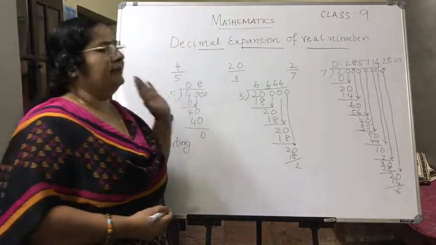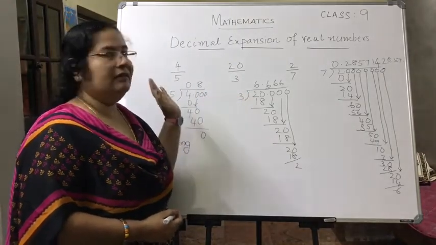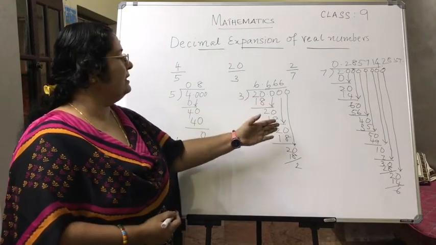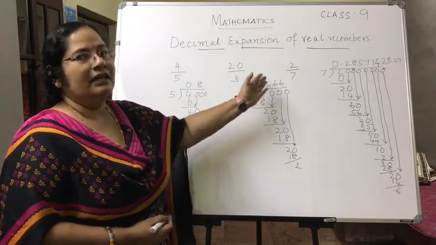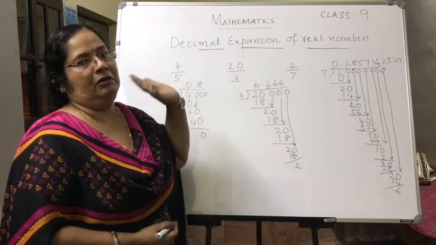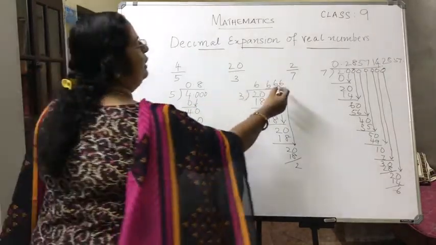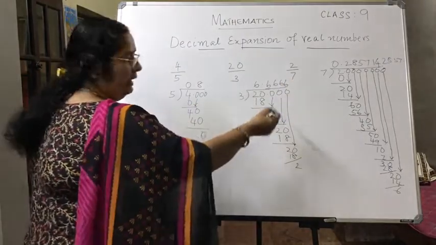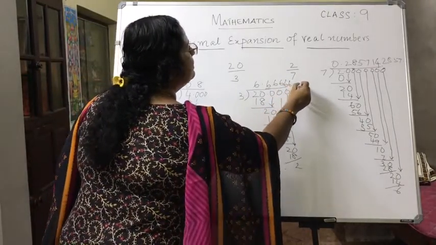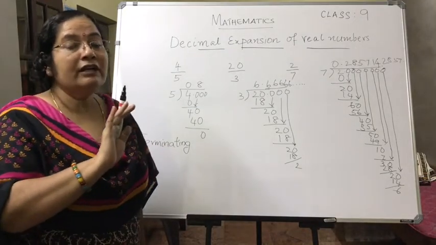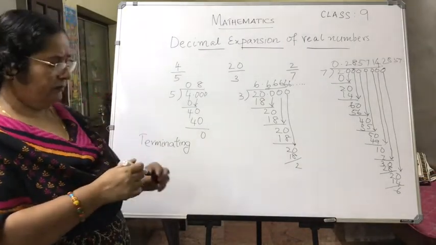Now see here, 20 when you are dividing with 3, the remainder is never becoming 0. So what happens? Again, it's going on and on. So you are having 6.66. Still if you continue, again you will have a 6. Again continue, you will have a 6. So it is going on. It is not stopping, or it is not terminating.